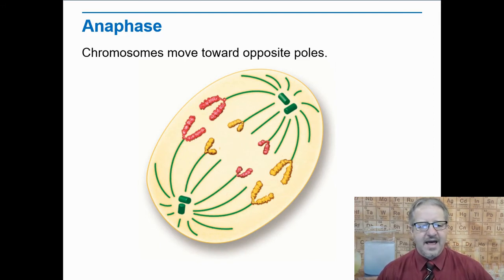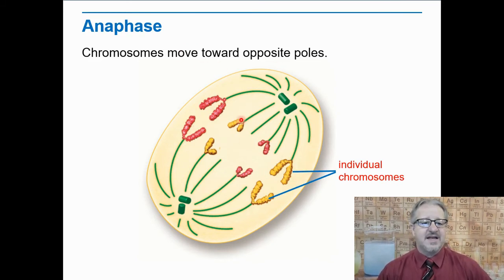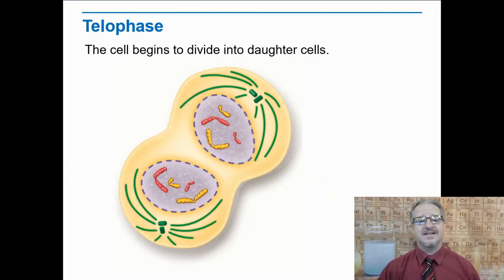Okay, so now we have the individual chromosomes. So anaphase is just basically the separation of the sister chromatids so that the chromosomes are then pulled to opposite ends of the cell. And that brings us to stage 4, and that is telophase. And this is where the cell actually begins to divide into daughter cells. So some of the important things that are happening here is that the spindle fibers release the chromosomes, and a new nuclear envelope begins to form around each set of identical chromosomes.